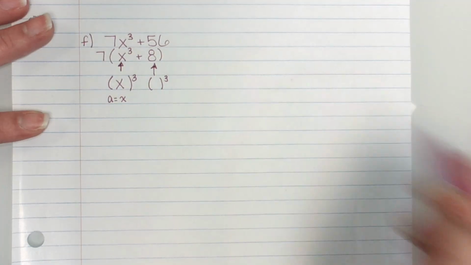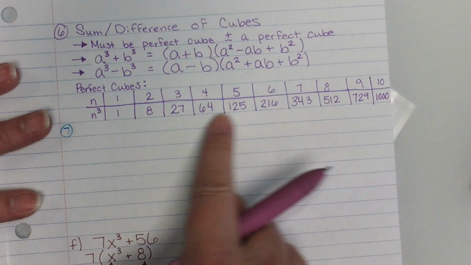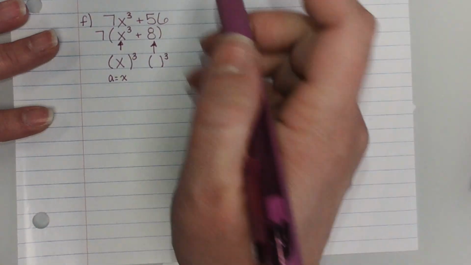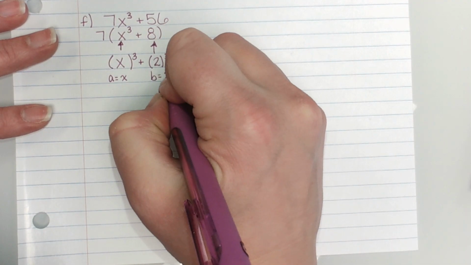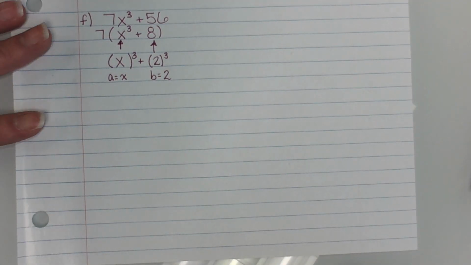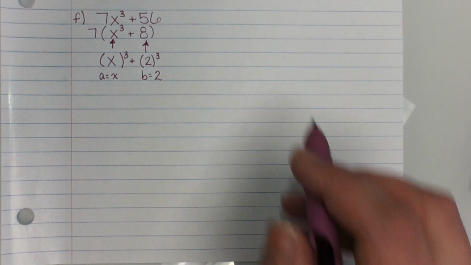What got cubed to get me 8? 2. 8 is 2 cubed. So the b in my format is 2. Now, is this a sum or a difference of perfect cubes? Am I adding or subtracting, in other words? Adding. Is adding a sum or a difference? Sum.